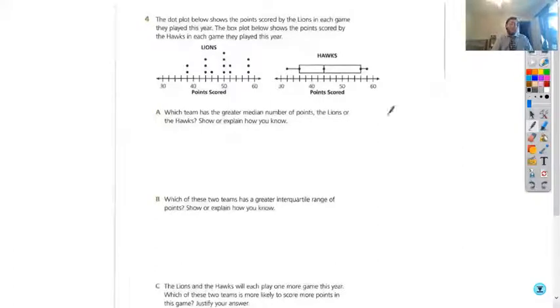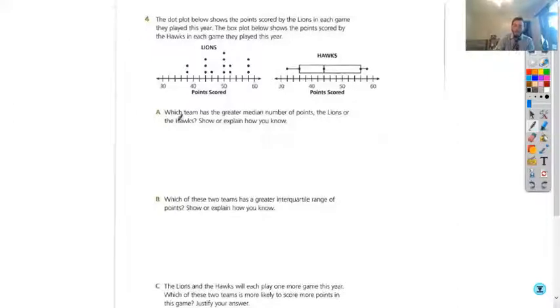So question 4 has to take a look at dot plots and box plots. So the dot plot below shows the points scored by the Lions in each game they played this year. And the box plot below shows the points scored by the Hawks in each game played this year. So which team has a greater number of median points, the Lions or the Hawks? And then show or explain how you know.